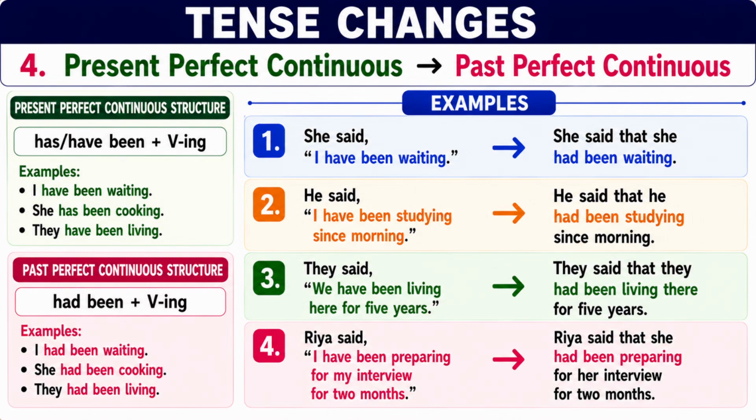Example 3. They said, we have been living here for 5 years. It becomes, they said that they had been living there for 5 years. Example 4. Ria said, I have been preparing for my interview for 2 months. It becomes, Ria said that she had been preparing for her interview for 2 months.